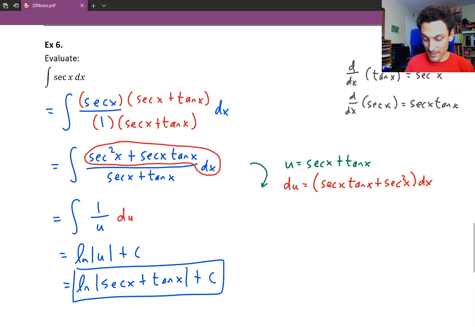So the integral of secant x, it seems a little bit benign, but it actually ends up being a fairly complicated antiderivative. It's ln absolute value of secant x plus tangent x plus c. Again, turn back around, take the derivative of this, and show to yourself that you end up getting secant x. All right.